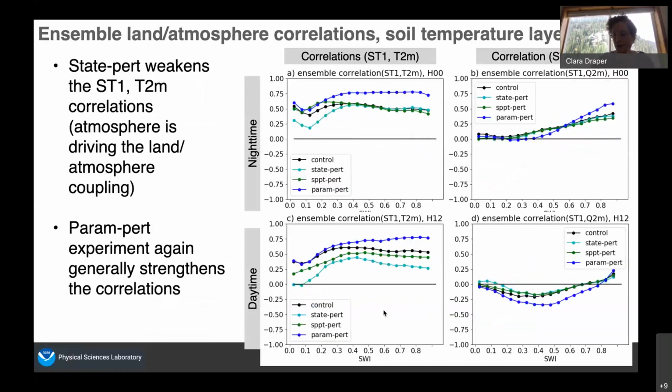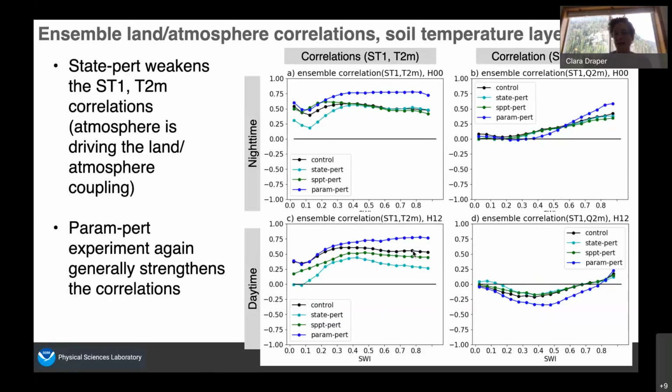And then moving on to my final slide of results. This is the same as in the previous slide, but now I'm showing soil temperature instead of soil moisture. And we see sort of the flip side of what we saw on the previous slide. If we look at the state PERT experiments, it's now reduced many of the correlations compared to the control experiment.